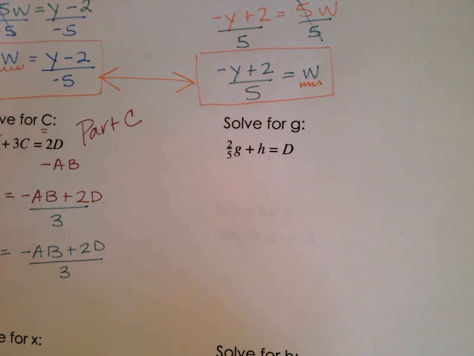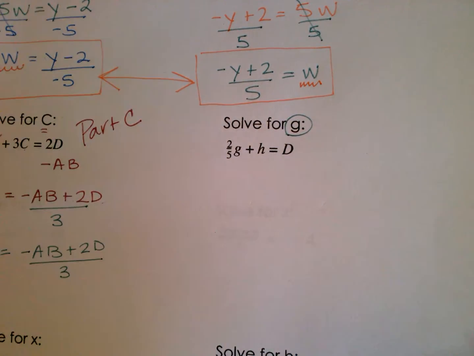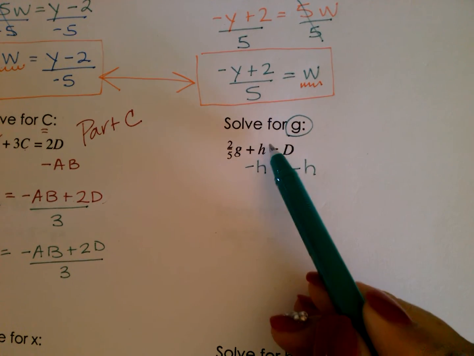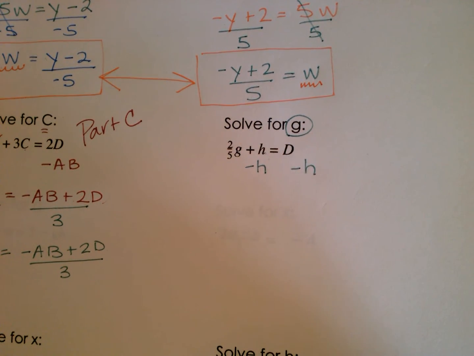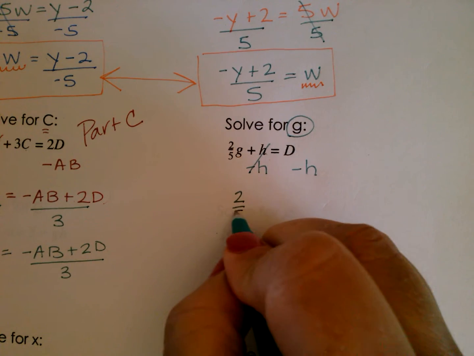This math problem looks a little scary with a fraction, but it is absolutely straightforward. We're looking to isolate the G. I would subtract H from both sides. If this was a 5 in a two-step equation, you would subtract 5, pretending it is just the thing I'm not working with.